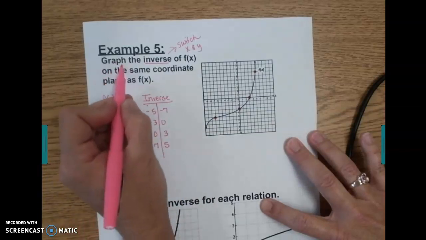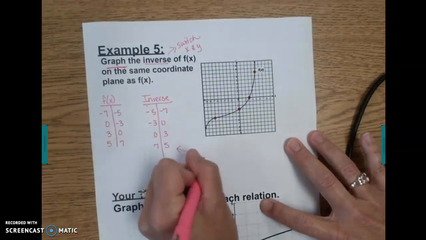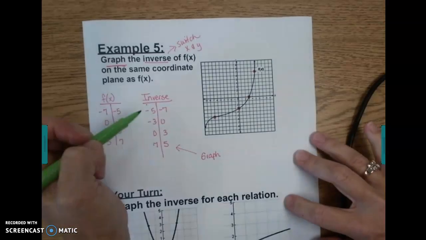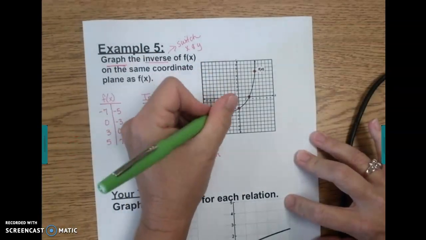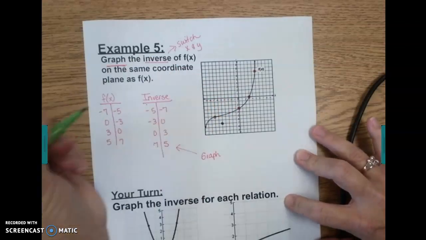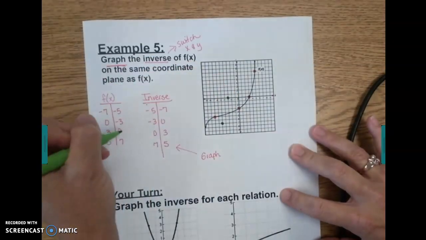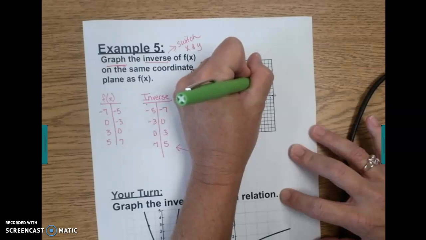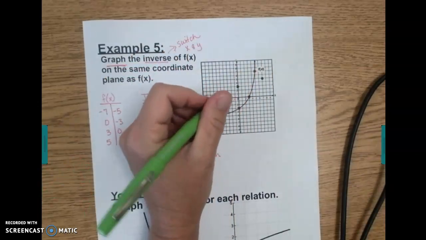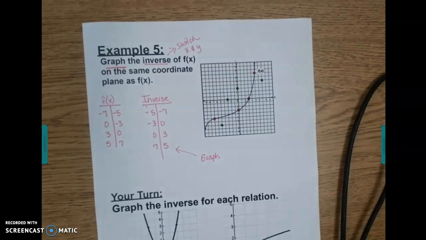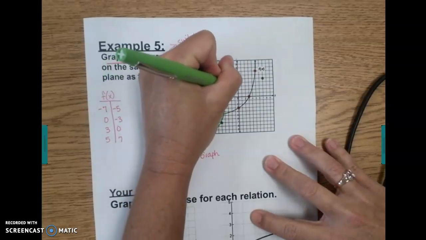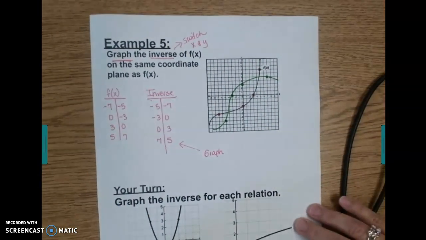And then we're going to graph the inverse. So we're graphing these. So let me change colors. So I'm going to graph -5, -7, -3, 0, 0, 3, and 7, 5. And then you're going to do your very best at drawing the inverse function. So we'll do something like that.